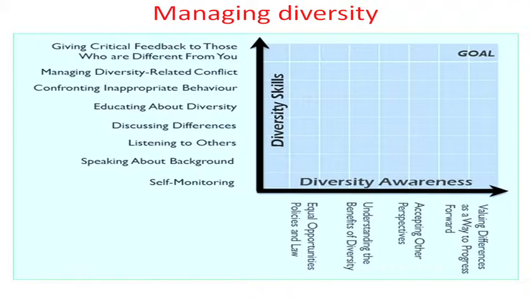Now, if you look at the diversity skills, you find that it starts with monitoring yourself. You try to understand how you have been behaving toward people coming from different backgrounds. Then you should talk about your background, and also talk to others and listen to them, so that you are able to identify the differences in your approach and their approach, your attitude and their attitude. Then you need to be educated about diversity.